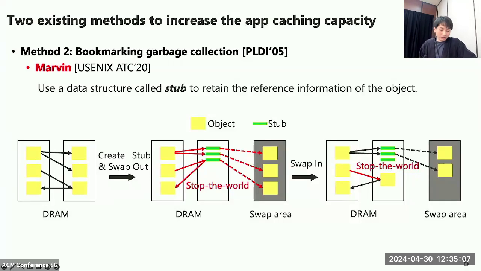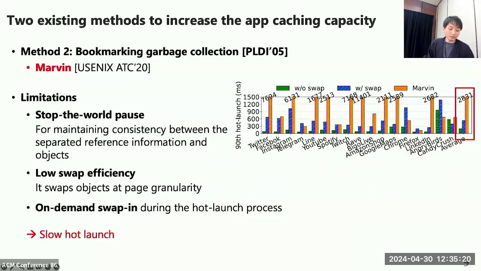ATC20. It saves the corresponding references for each swapped out object and locates the live objects based on the references without touching and swapping back these objects. So despite its ability to cache more apps, Marvin still fails to achieve the desired hot launch performance. This is due to the three drawbacks of Marvin.